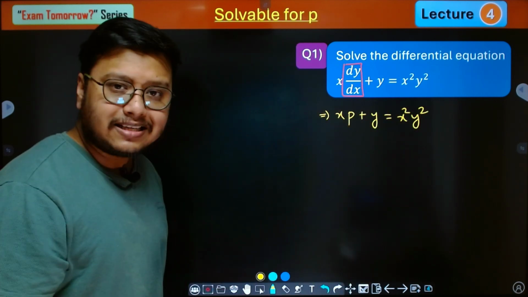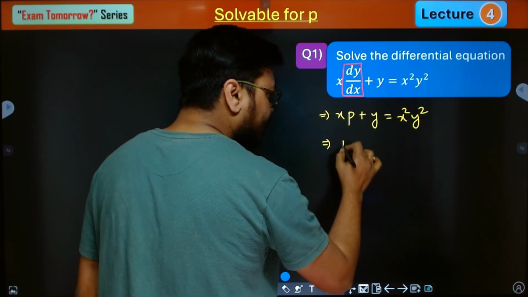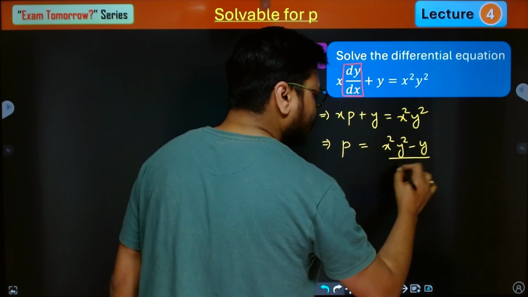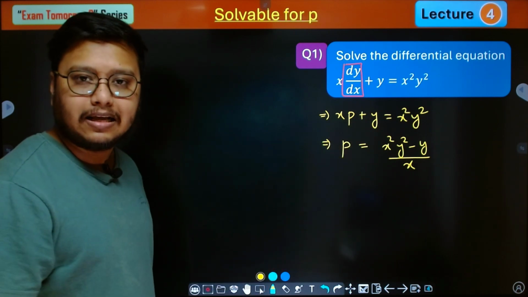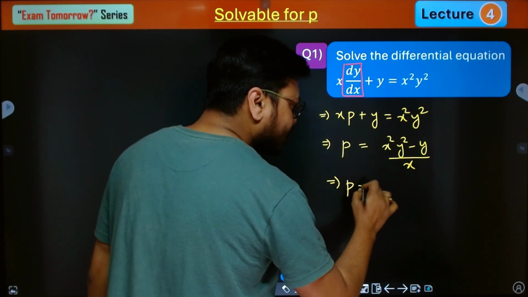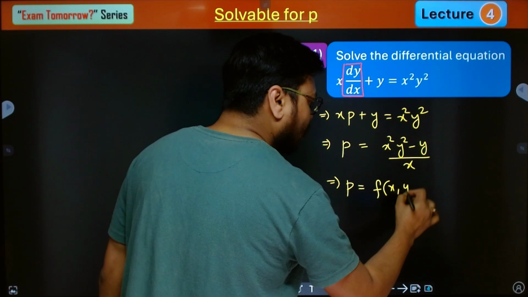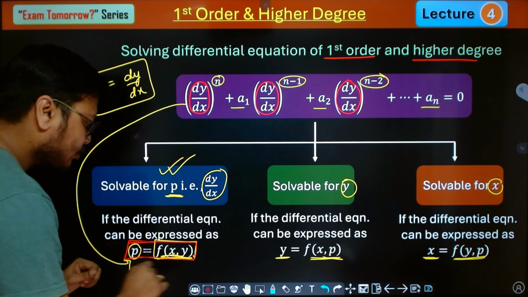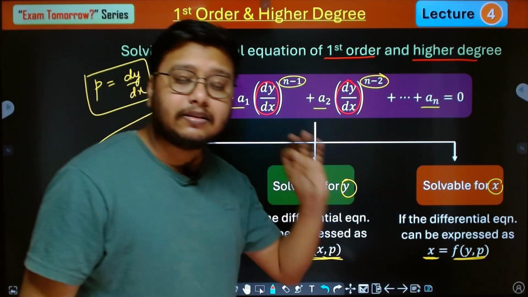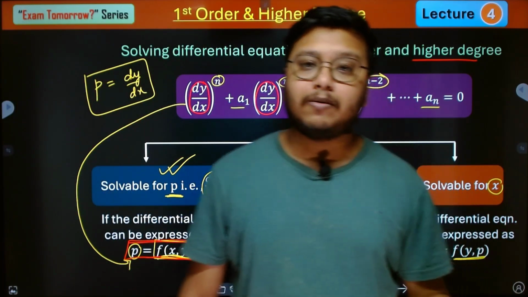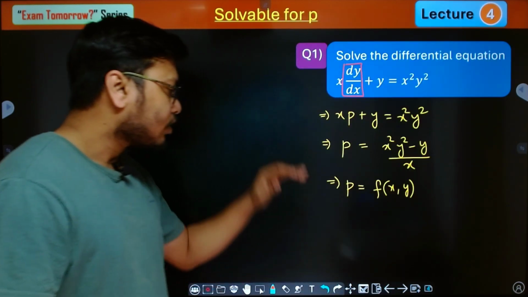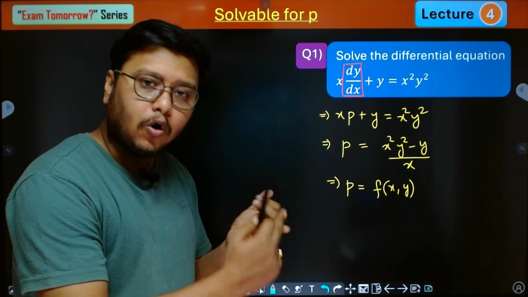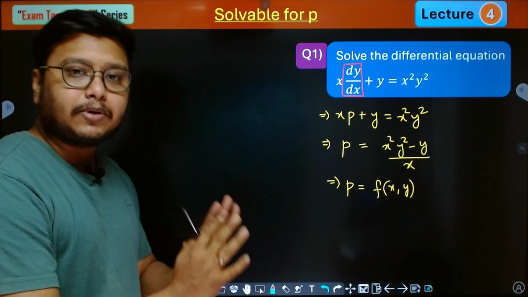Now we can see that we can keep P on one side and take everything else, that is a function of x and y, on the right side. That means we are able to arrange this in the format P as a function of xy. That means the given question must be solvable for P. This is how we understand whether a given differential equation is solvable for P or X or Y, and then we proceed accordingly.